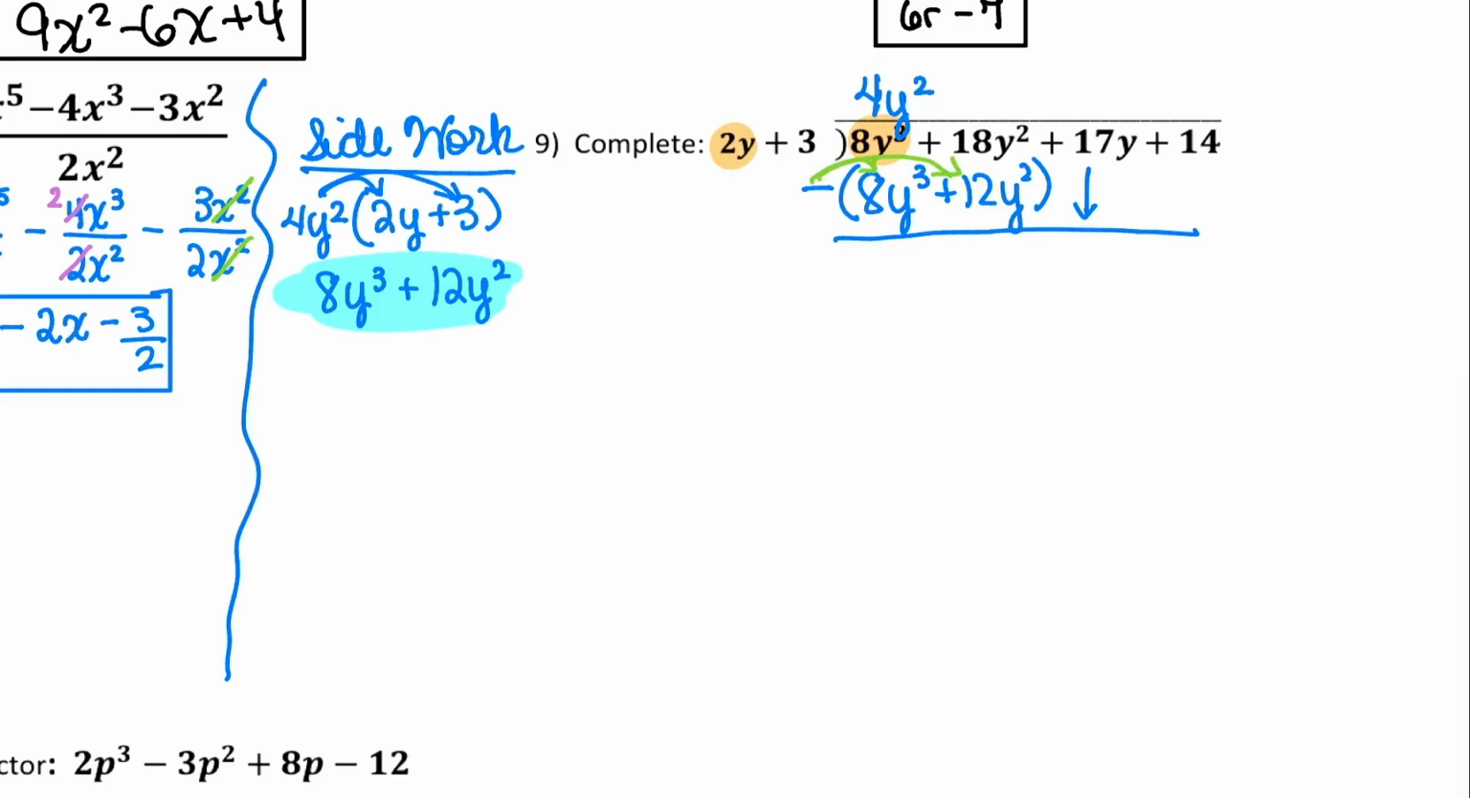So when we have 8y cubed minus 8y cubed, that's going to cancel. Then we have 18y squared minus 12y squared, and that result is going to be 6y squared. Now let's bring down our 17y. We're going to ask ourselves the same question, what times 2y is going to give us 6y squared? So that answer is going to be 3y. Now we're going to take this, multiply it by the entire outside, and subtract the result.